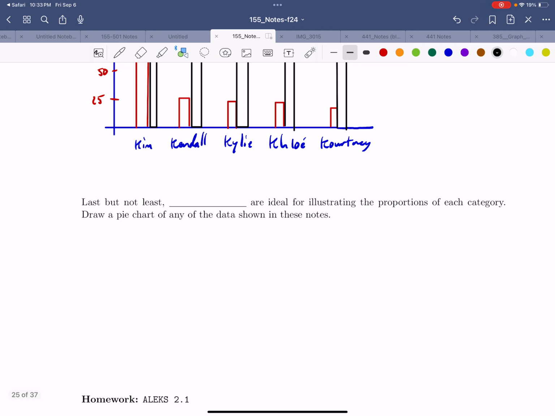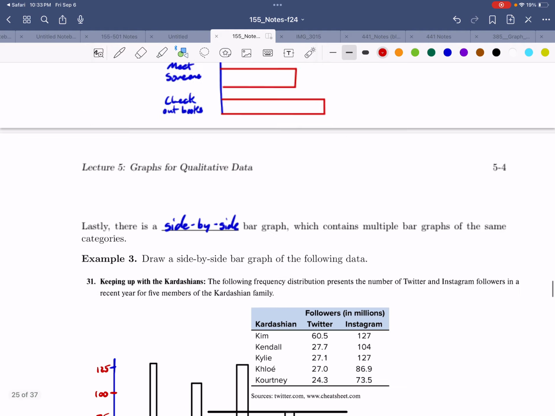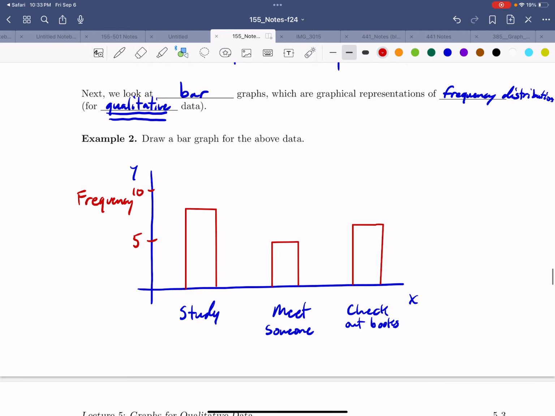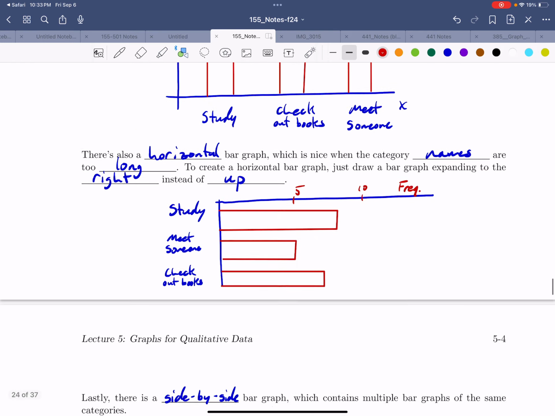And then last but not least, pie charts. I'm sure you've heard of pie charts before. Ideal for illustrating the proportions of each category, right? Maybe I'll just do it like this, right? So actually, I'll just do the library one. I think it's pretty simple, right? So you've got something like this. You had one library, right? 2/5 of the data, 1/4 of the data, and then almost 2/5 of the data.